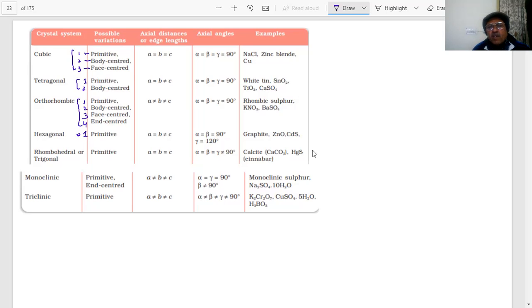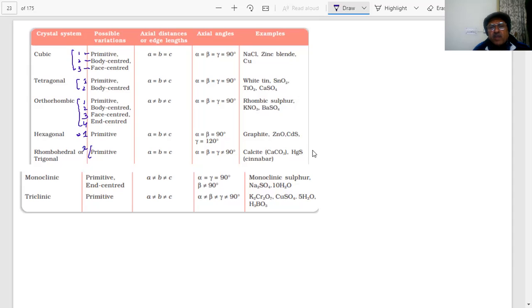What does it look like? Sheet-like structure, hexagonal. ZnO and cadmium sulfide also exist in primitive hexagonal structures, hexagonal unit cells. Rhombohedral or trigonal, students, this is only one. And A equal to B equal to C, alpha, beta, gamma not 90 degrees. Calcite, you know, CaCO3, very important.